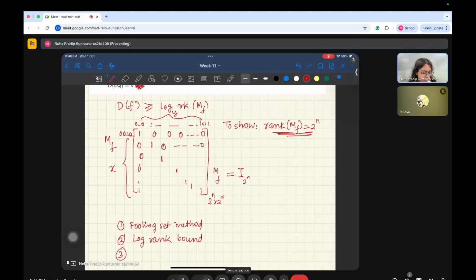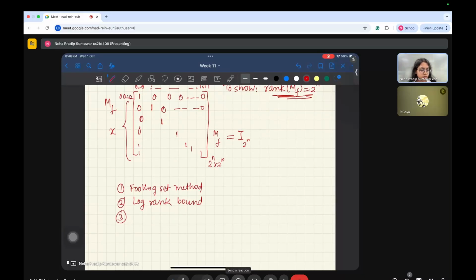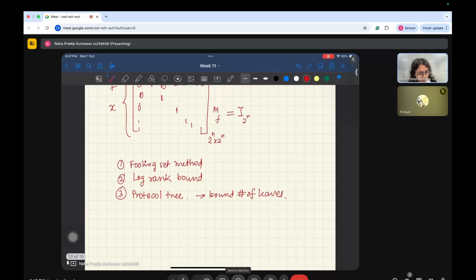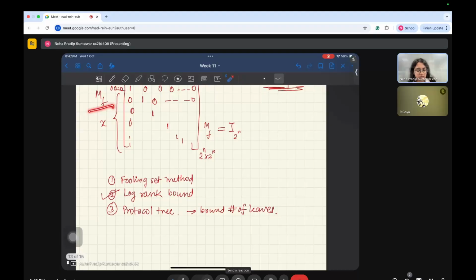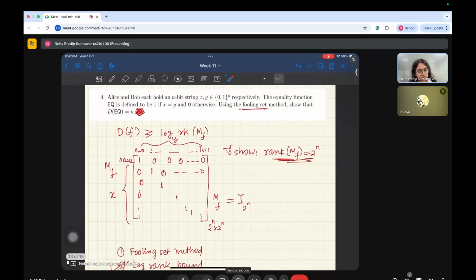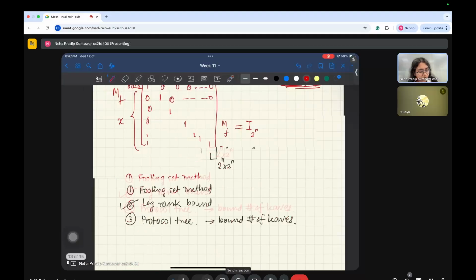The third would be more specific to the problems, maybe looking at the protocol tree, bounding the number of leaves or something. There may be more methods, but this is something we already know: you just look at the matrix, find the rank, and you get a lower bound. But let's say we want to use the fooling set method.